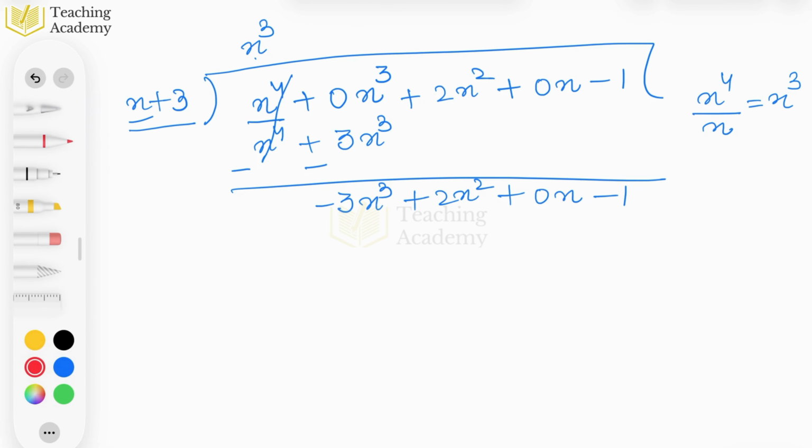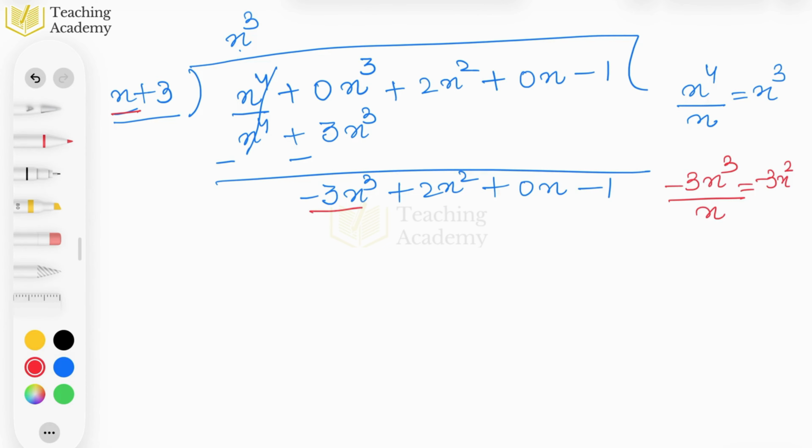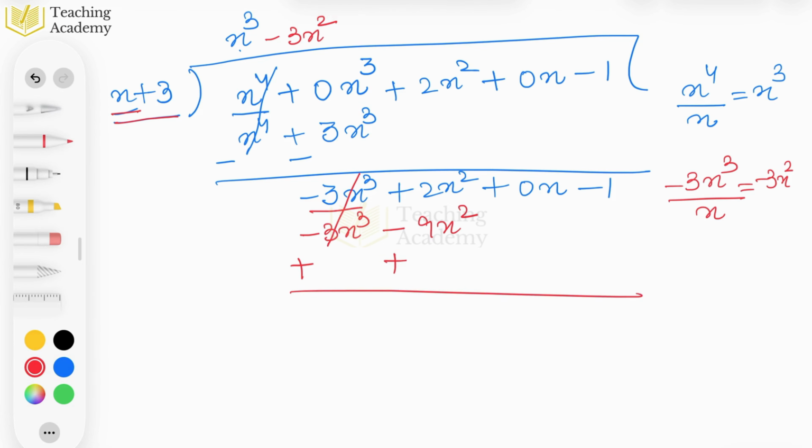Now the next term is this and this again, right? So the first term of each. This is going to give me negative 3x square. Alright. So please write here negative 3x square. Now multiply this negative 3x square with both of the terms, which is going to give you negative 3x cube, negative 9x square. Okay. Then change the sign. Cancel this. This is giving you 11x square plus 0x negative 1.